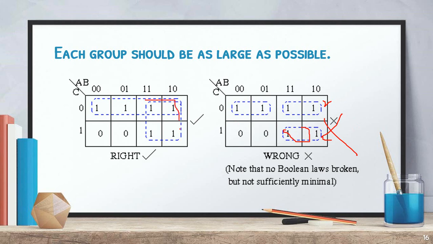Later I will tell you what overlapping is and how we can do overlapping. Don't worry about that. Now the fifth rule is very, very simple. You should give first priority to making large groups. You cannot make small groups when a large group is possible.